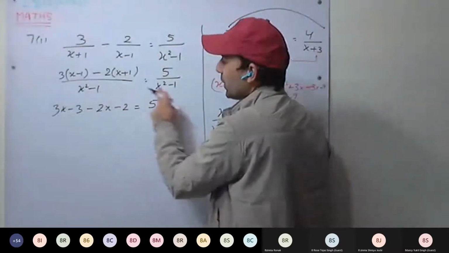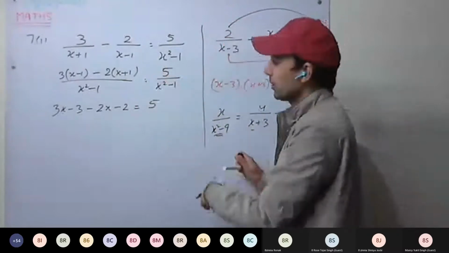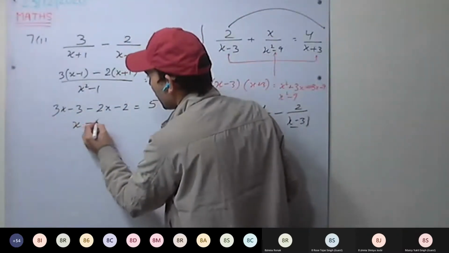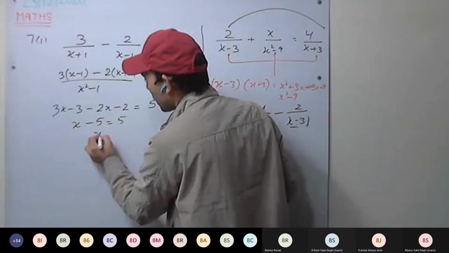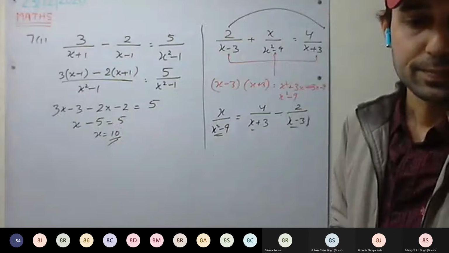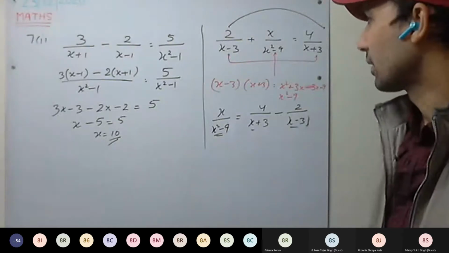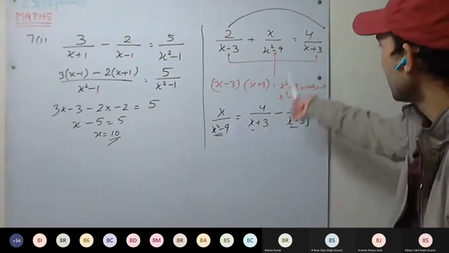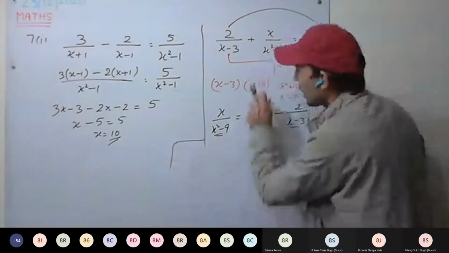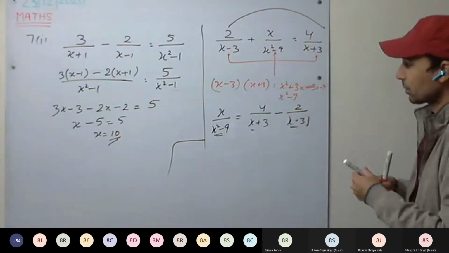Same denominators are there on both the sides. We can remove. So 3x minus 2x, it will be x. It will be x minus 5 equal to 5. X equal to how much? 10. See how easy it was? X equal to 10. Similarly here we can do. Solve this one now. You solve it and tell me.